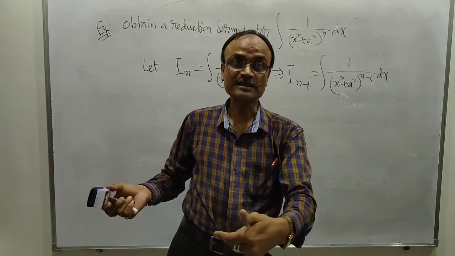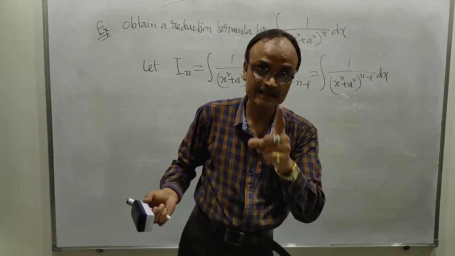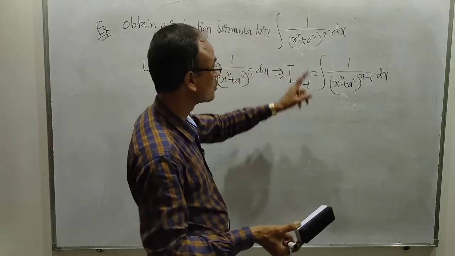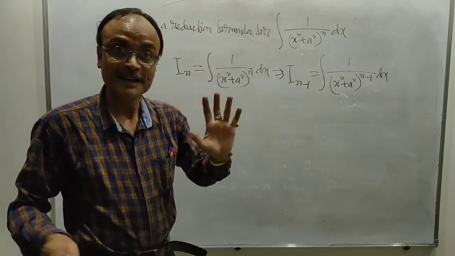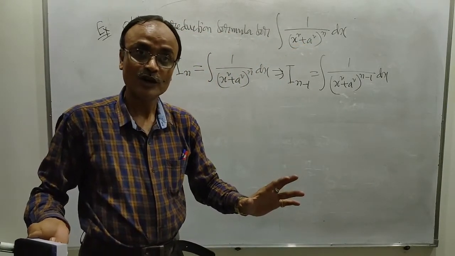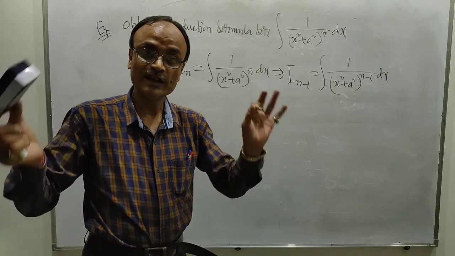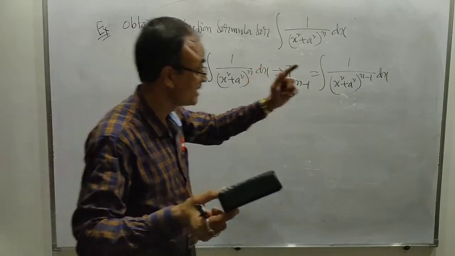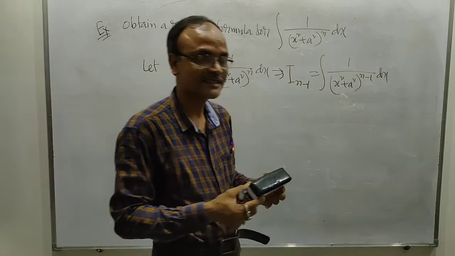Means (x² + a²)^(-n). This is equal to 1 by (x² + a²)^n. This time we will integrate this by parts, not this.